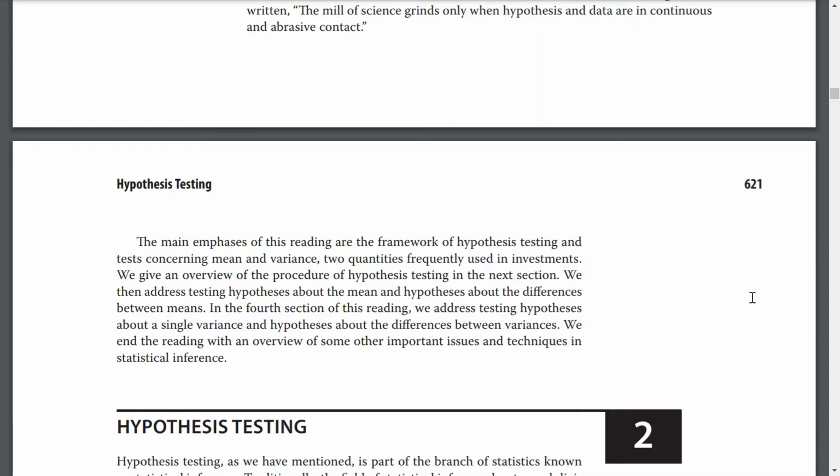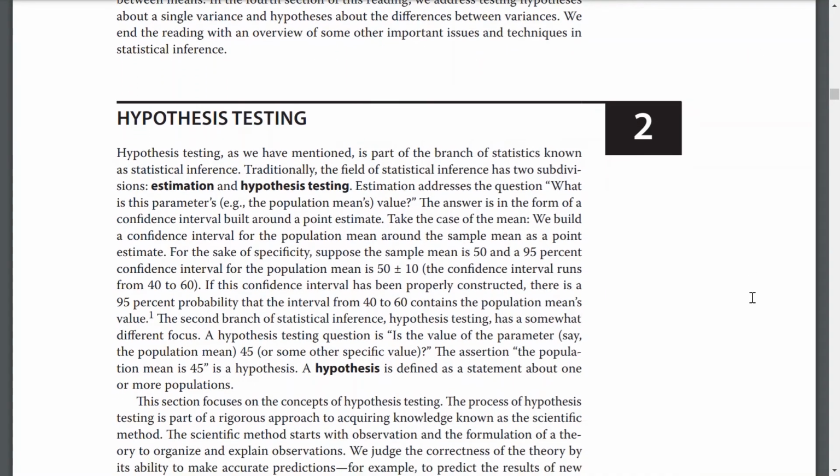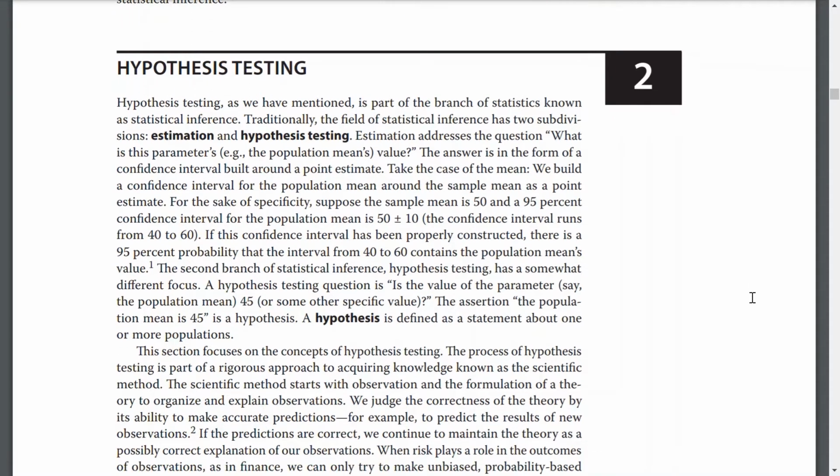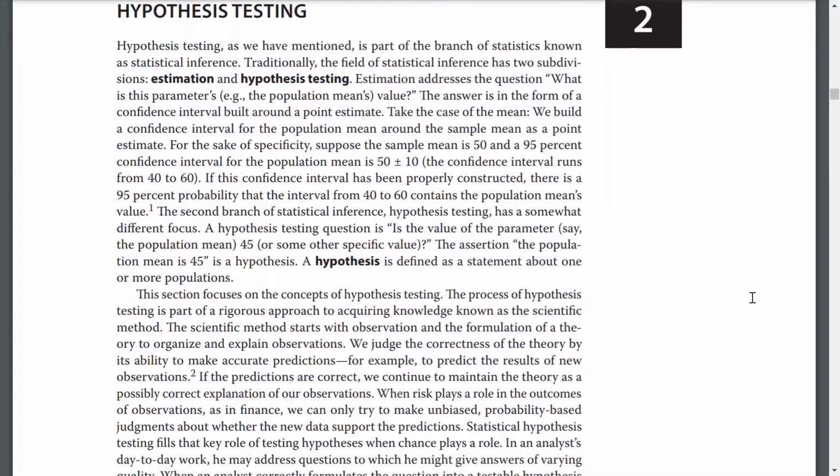Hypothesis testing, as we have mentioned, is part of a branch of statistics known as statistical inference. Traditionally, this field of statistical inference has two subdivisions: estimation and hypothesis testing. Estimation addresses the question, what is the parameter, e.g. the population mean's value? The answer is in the form of a confidence interval built around a point estimate.